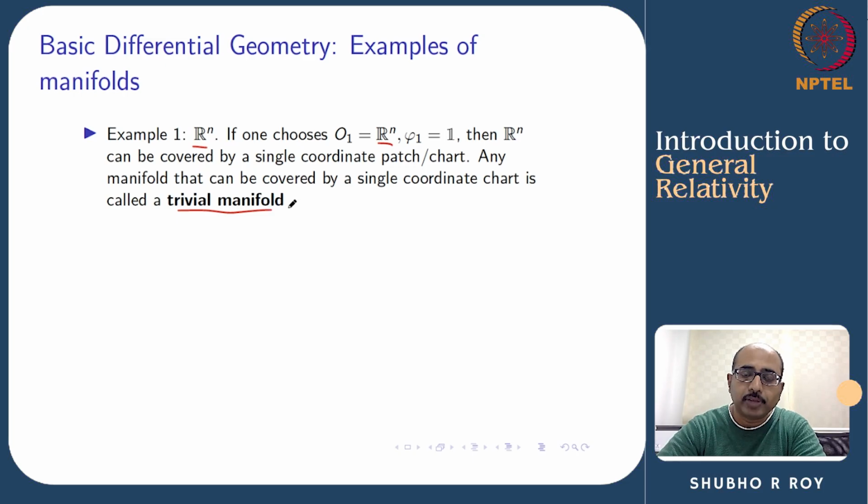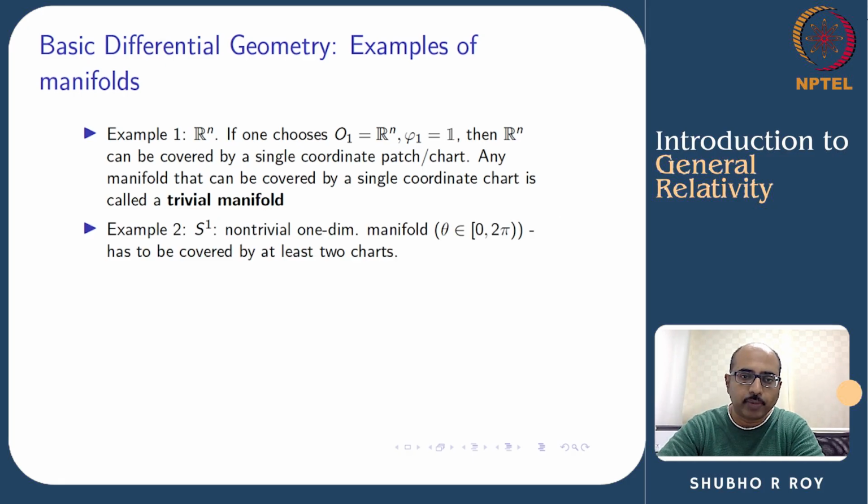Okay, in some sense, there's no distinction between that manifold and Rn. All right, a trivial manifold. In terms of the differential geometry, we won't distinguish between the names. If it can be covered by a single chart, it's as good as Rn. Okay, so let me give you a bit more non-trivial example, which is the unit circle, S1.